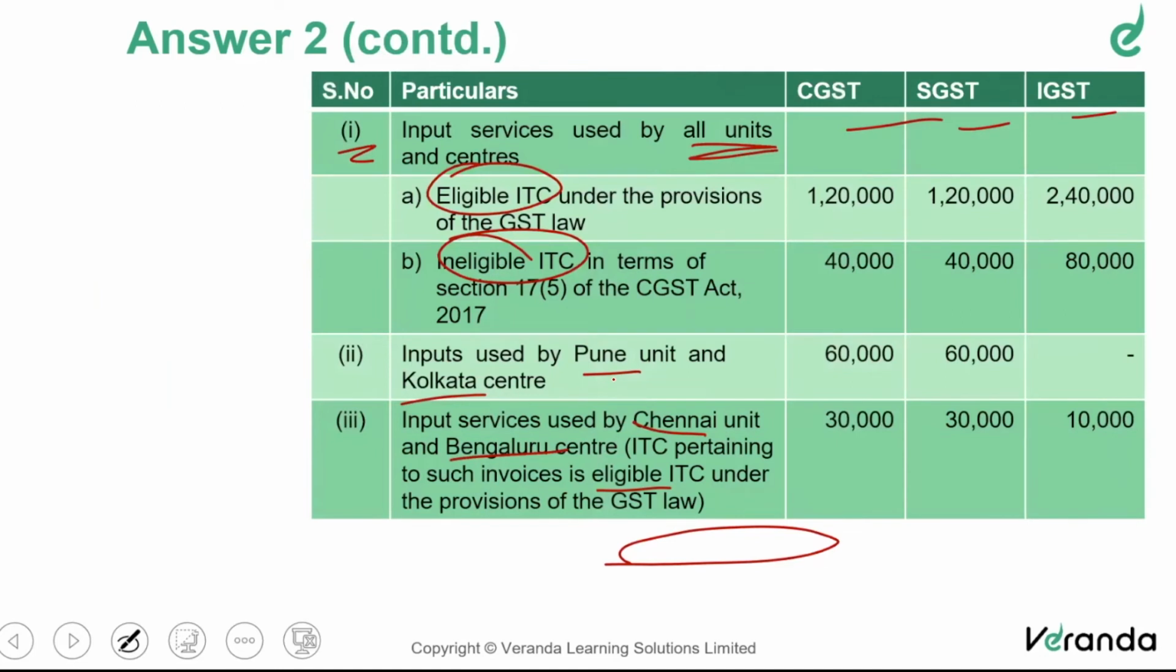Next, coming to the third part of the question, we have to use the formula. Here CGST, SGST and IGST are given, and eligible ITC is given. Now what we have to do is, first they have given eligible ITC, ineligible ITC, and so on, and one by one we'll analyze.